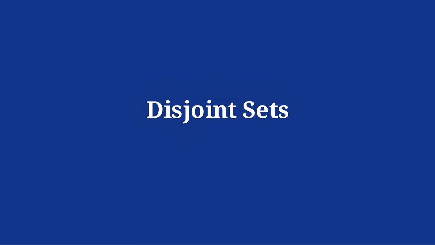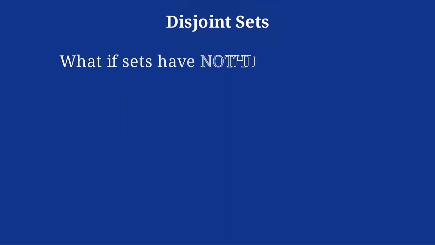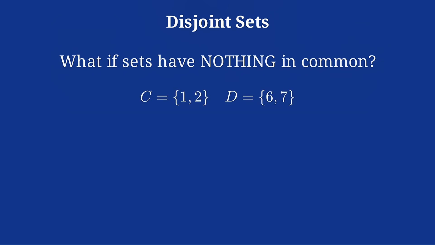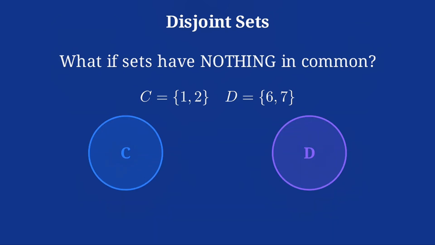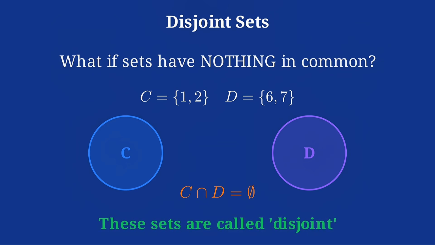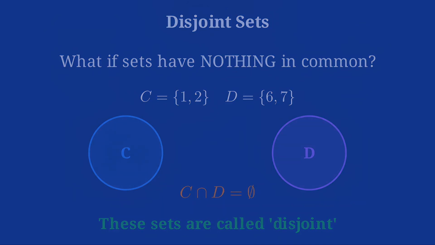This leads to an important question. What about disjoint sets? What happens if the sets have nothing in common? For example, let's say set C is 1, 2, and set D is 6, 7. Visually, they don't overlap at all. They are two separate, distinct sets. So what is their intersection? Since nothing is shared, the result is the empty set, which we write with this symbol. When the intersection of two sets is the empty set, we call these sets disjoint.